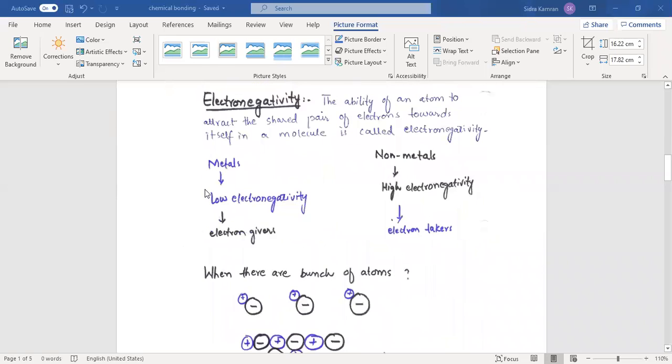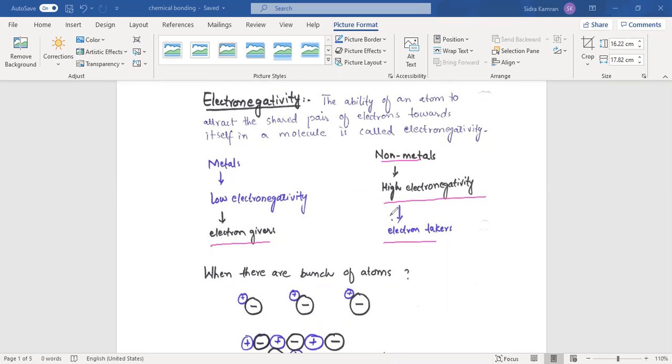Metals have low electronegativity, they are electron givers. They lose the electron, they give the electron. Non-metals are highly electronegative, they take the electrons. That's why metals lose electrons and non-metals gain electrons.